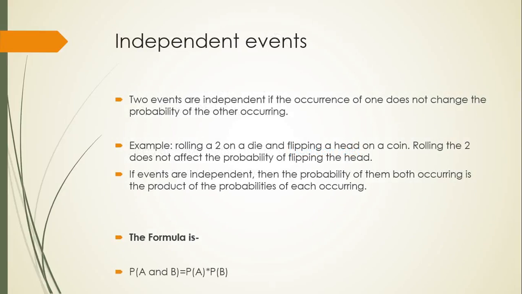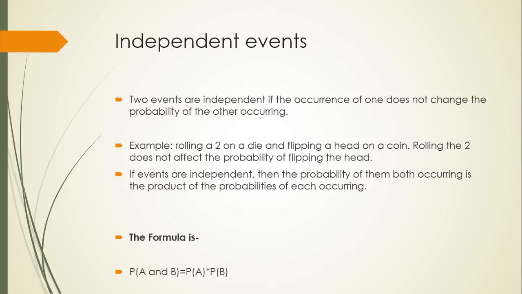So let's go to independent events now. What are independent events? Two events are independent if the occurrence of one does not change the probability of occurrence of the other. An example is rolling a 2 on a die and flipping a head on a coin. These two are totally independent events. Rolling the 2 does not affect the probability of flipping the head.